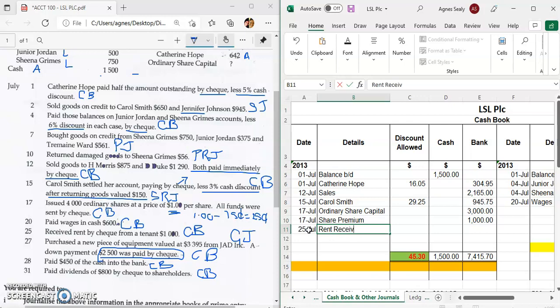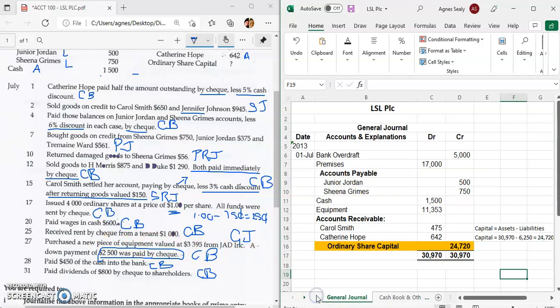received, $1,000. And then on the 27th, it said purchase a new piece of equipment valued at $3,395. So we purchased a piece of equipment valued at $3,395, and we are going to record this transaction here. Because it's purchased on credit, we're going to record it in the general journal. So let's record the value of the new equipment first.